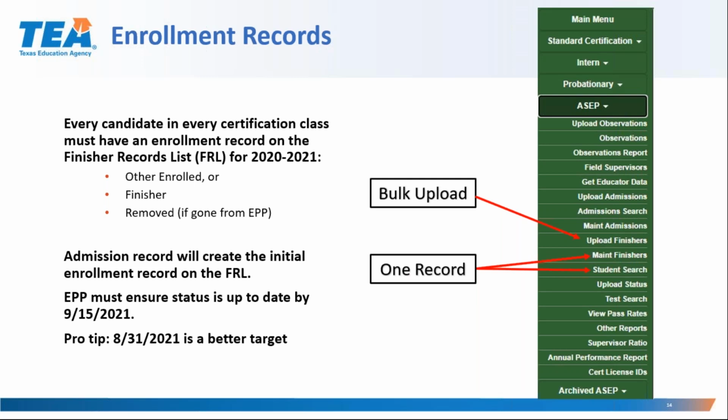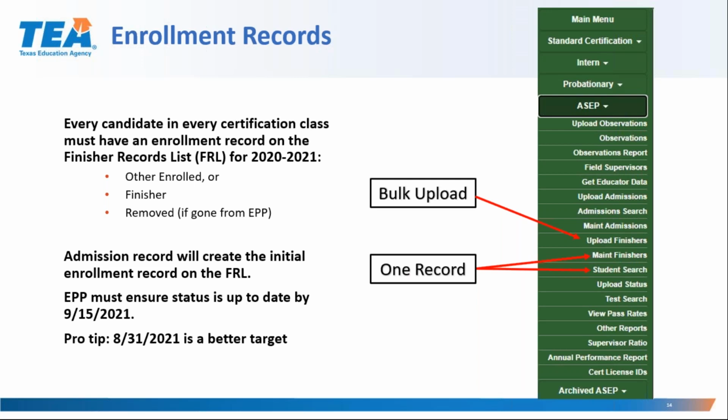As a result of enhancements to ECOS last year, EPPs can now also sort their list to review those candidates that were removed during the year. As stated earlier, the initial enrollment record is now created by the admission record. Thereafter, though, EPP staff will need to update the enrollment record as needed. For example, you would update the enrollment status of a candidate from enrolled to finisher, or from enrolled to removed as applicable.